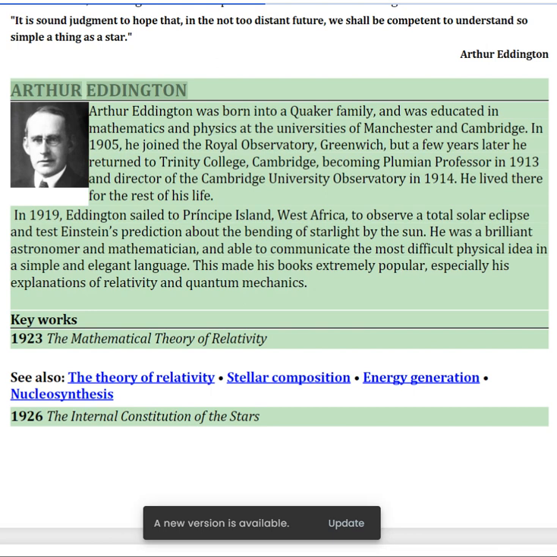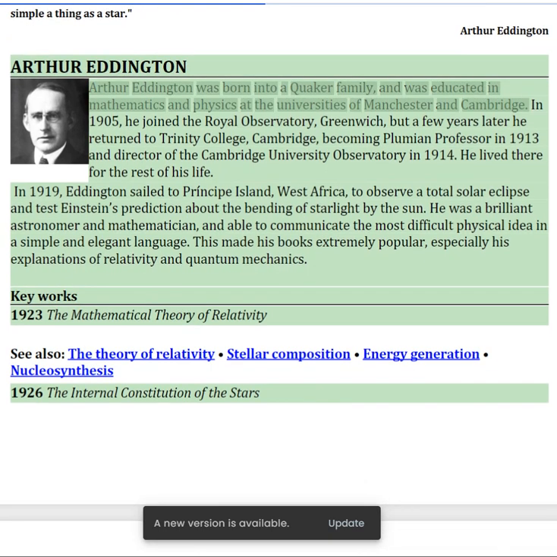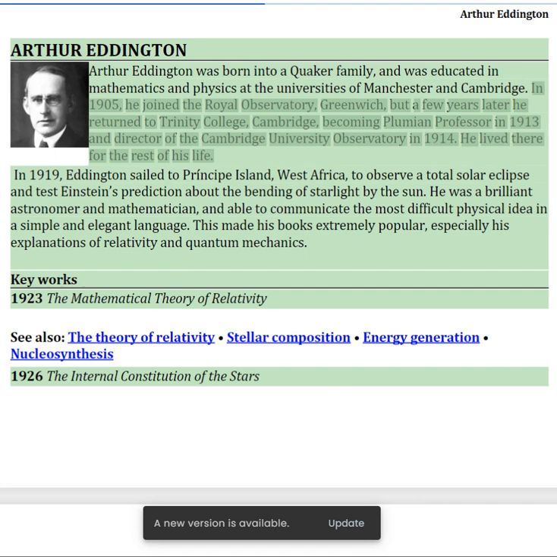Arthur Eddington. Arthur Eddington was born into a Quaker family, and was educated in mathematics and physics at the universities of Manchester and Cambridge. In 1905, he joined the Royal Observatory, Greenwich, but a few years later he returned to Trinity College, Cambridge, becoming Plumian Professor in 1913 and Director of the Cambridge University Observatory in 1914. He lived there for the rest of his life.